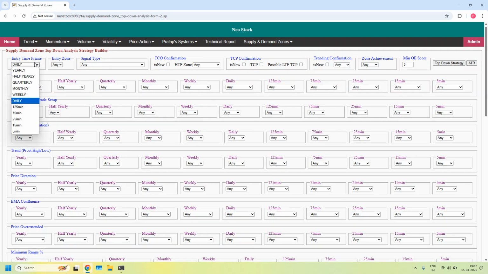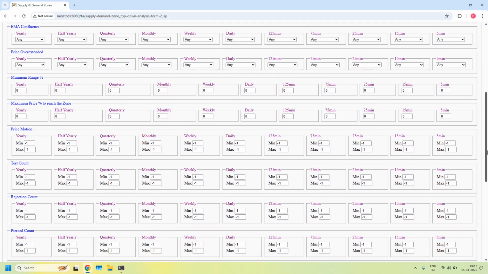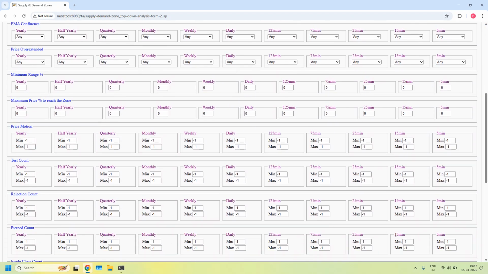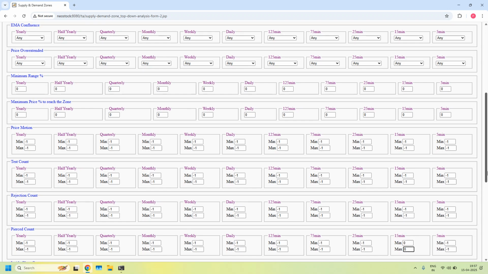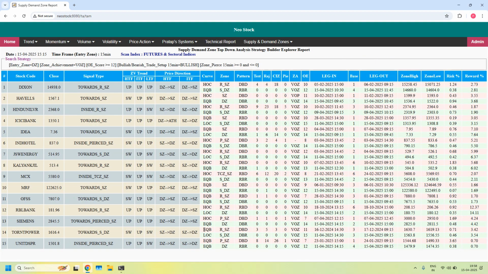Daily income trade, bullish trade setup. Entry time frame 15 minutes, entry zone demand zone, bullish or bearish at 15 minutes, I am selecting bullish. Zone achievement VOZ, minimum order enhancer score 12, and the 15-minute demand zone should not be pierced. So in the pierced count at the 15-minute time frame, minimum value 0, maximum value 0. With these filters, we got 15 stocks.